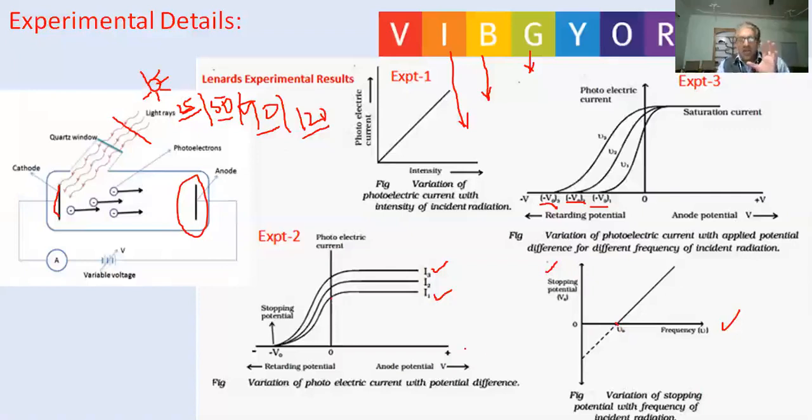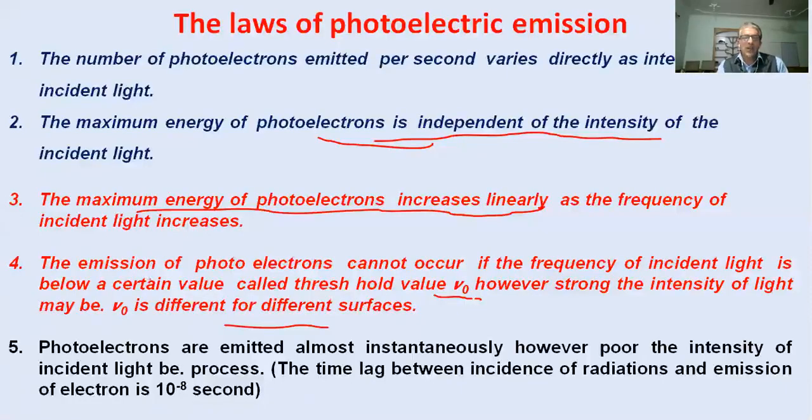And in whole, we have seen that when the light is incident on the cathode, at the same time the photoelectrons are emitted, and there is no time lag between the incidence of these photons and the emission of electrons. Now, these are the four laws. The fourth law: the photoelectrons are emitted almost instantaneously, however poor the intensity of incident light may be. That is, the time lag between the incidence of radiation and the emission of electrons is 10 raised to the power minus 8 seconds. That means it takes place instantly.